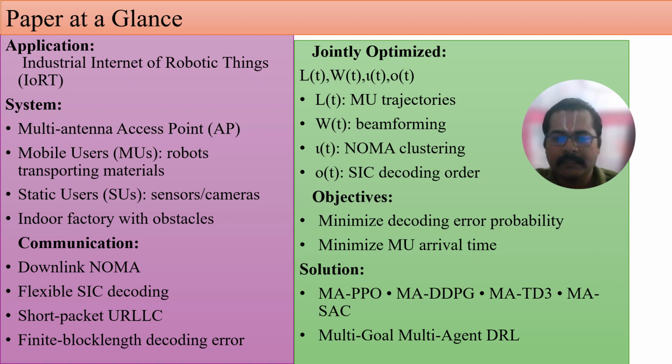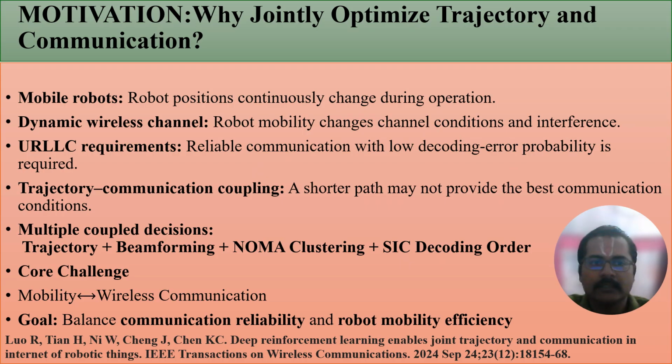So these four algorithms have been implemented. Out of these, the multi-agent twin delayed method outperformed the remaining algorithms. We need baseline models, so MAPPO and MADDPG are the baselines. This is the paper at a glance. Let's see the motivation. The main motivation for this article is that we have to jointly optimize the robot trajectory and communication.